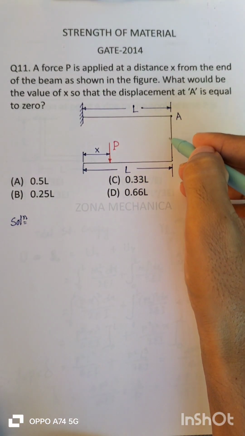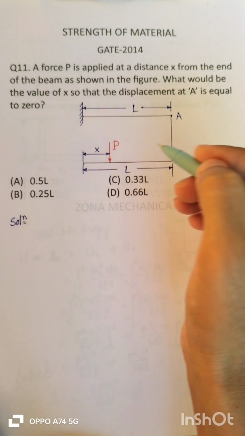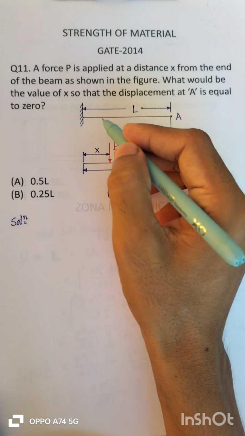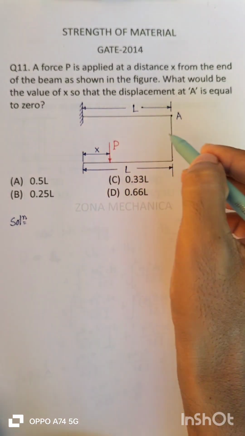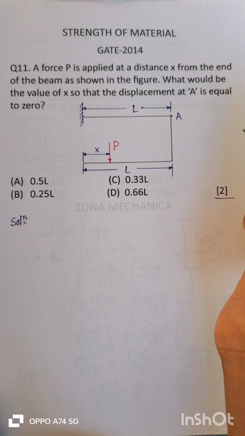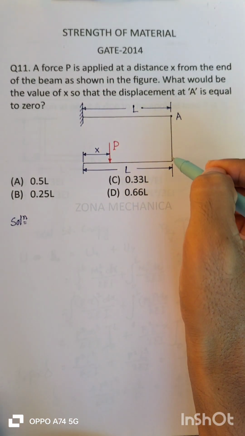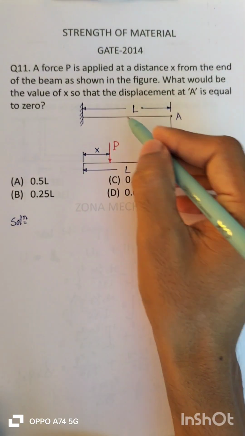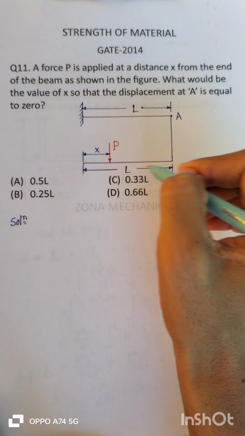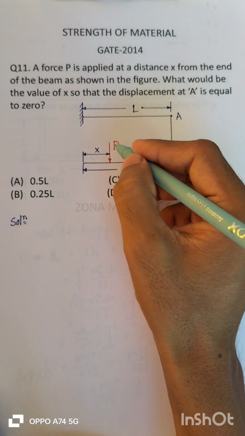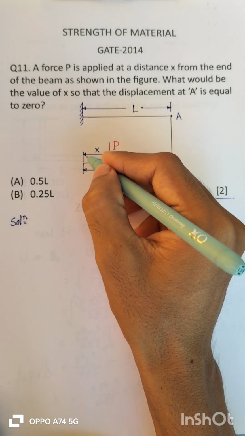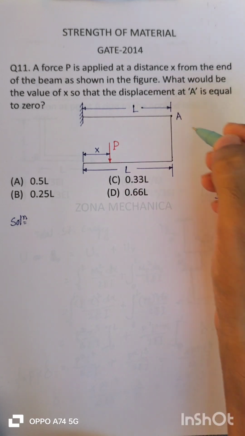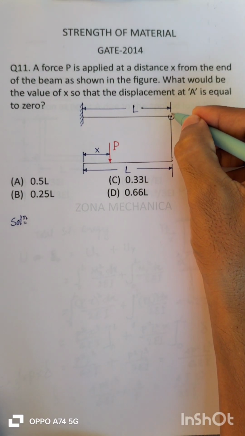See, this is the frame or beam. This is a U-shaped beam starting from here up to this point, and it has 3 limbs. These 2 limbs are of length L, and a point load P is acting at x distance from this end. And this is the point A.